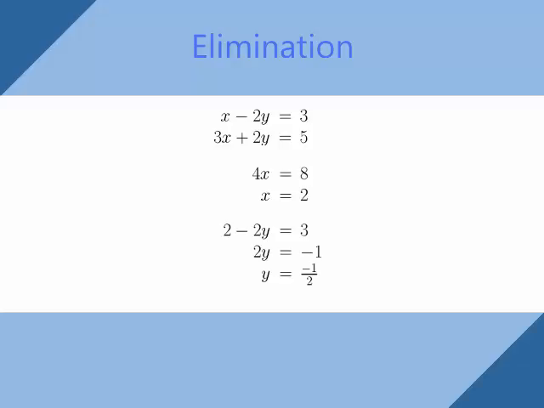We can then plug 2 in for x into the first equation, solve in terms of y, giving 2y equals -1, and then dividing both sides by 2, we have y equals -1/2.